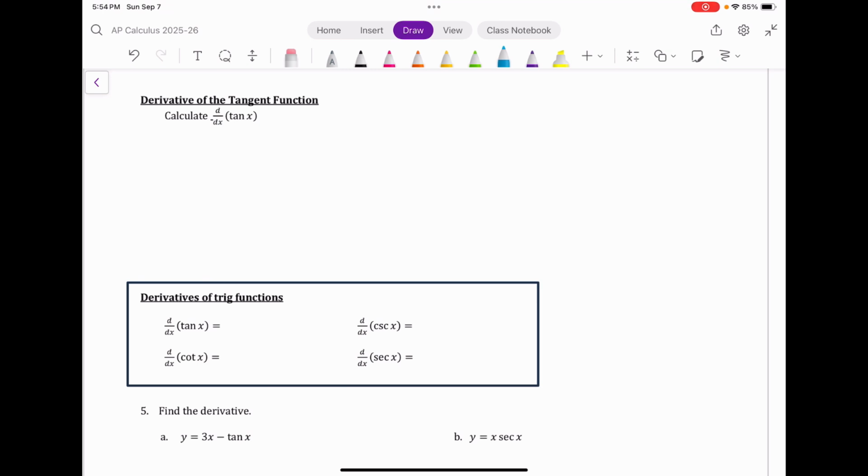All right, on this page, we're going to go over the rules for the derivatives of the rest of the trig functions we haven't covered. So we've talked about the derivative of sine and cosine so far. Okay, let's derive the derivative for tangent x.